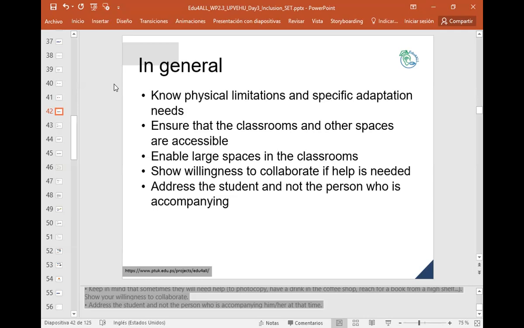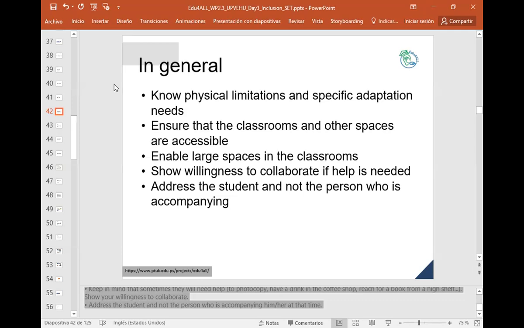Ensure that the classrooms and other spaces of the center or campus, library, copy shop, computer rooms, coffee shop, etc., that are going to be used are accessible, located on the ground floor or with elevator, doors wide and light enough, accessible bathrooms nearby. Organization of the classrooms, enable large spaces in the classrooms, for example, sufficiently wide corridors between the rows of tables, wide doors, information boards, switches, and material cabinets, accessibility to the platform and the blackboard, etc.